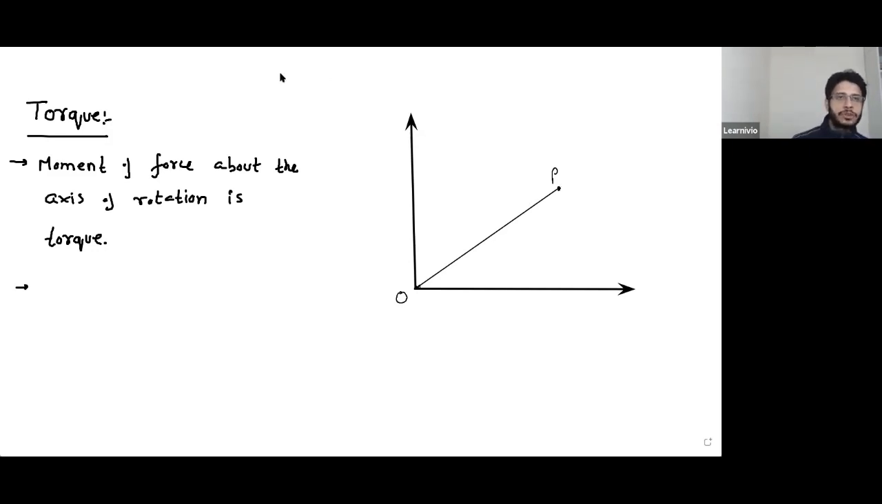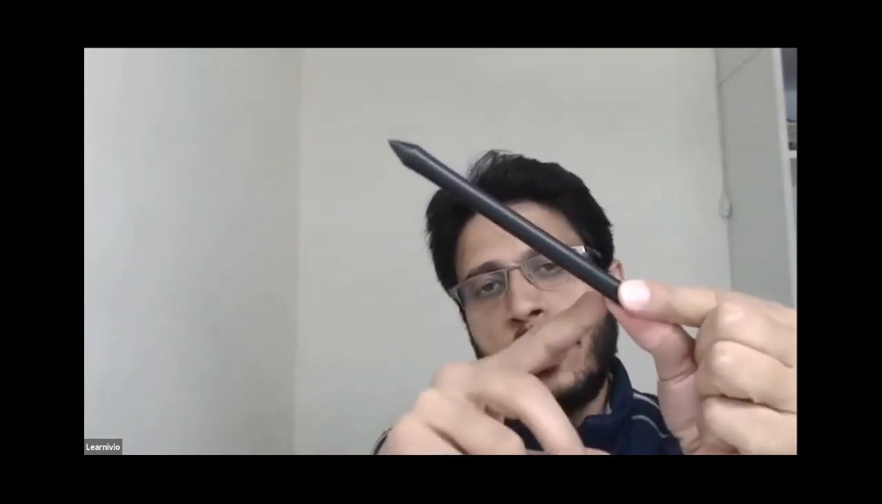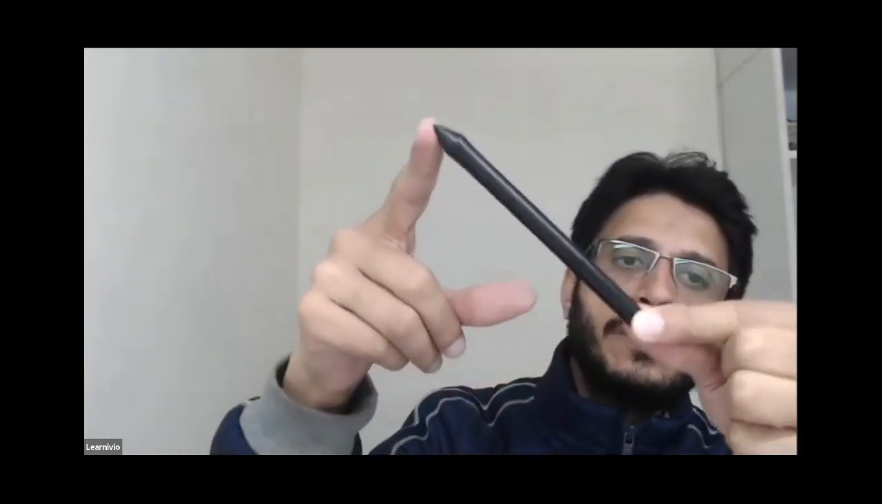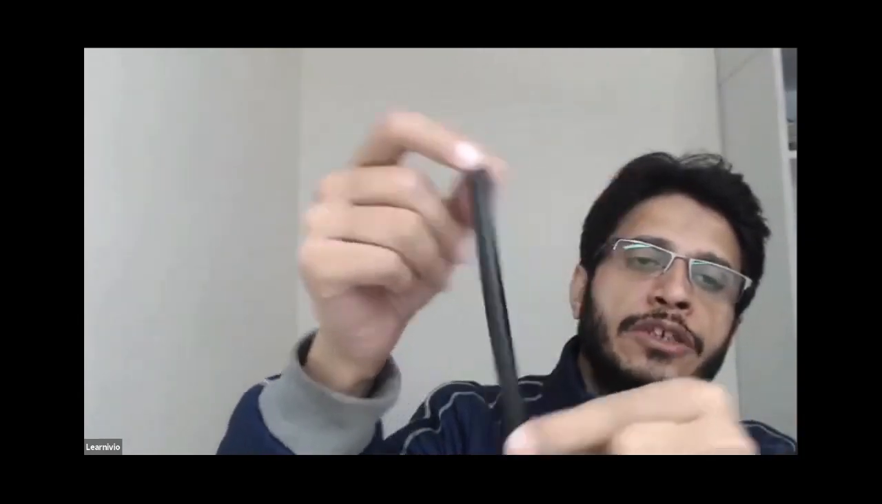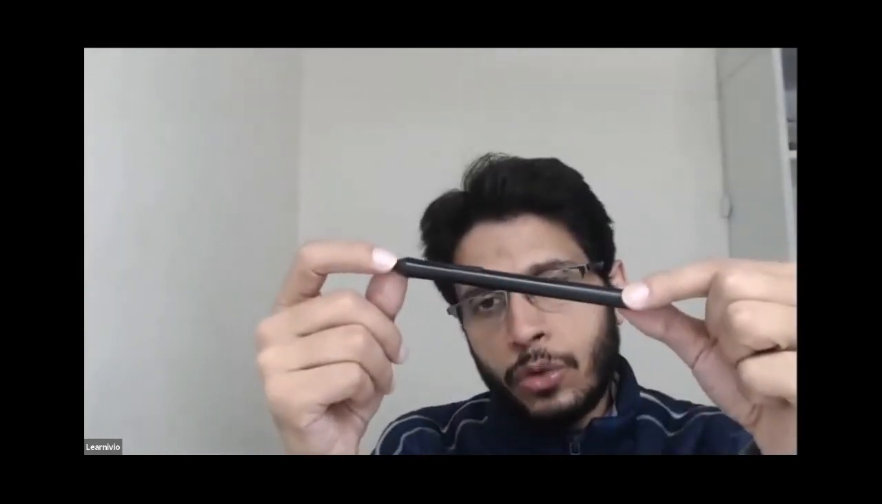If I apply some force over this point P, let's say I apply force in this way. It's like I take this pen, see in the video, I fix this pen somewhere, that is my point O, and I'm applying some force over the pen. Then instead of translating, this pen is rotating. Due to my force, a torque is acting over the pen, and that torque is rotating this pen.